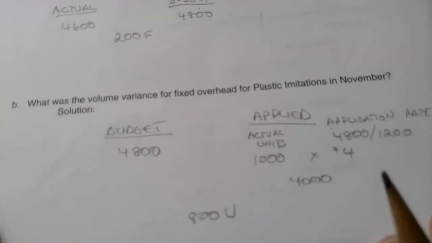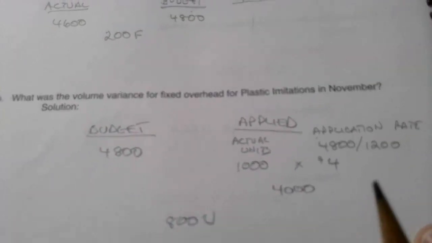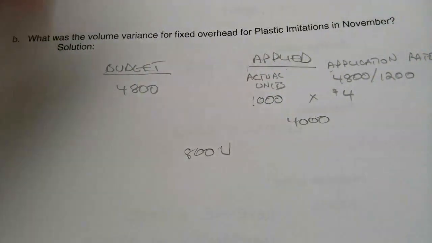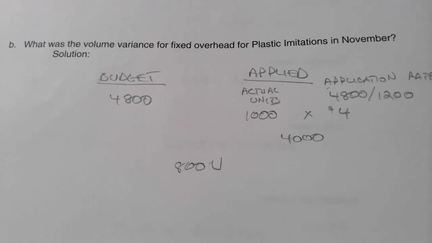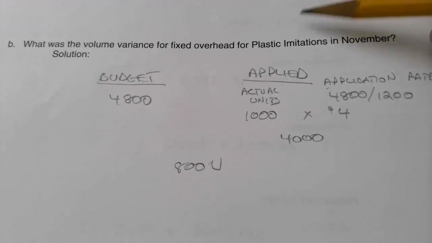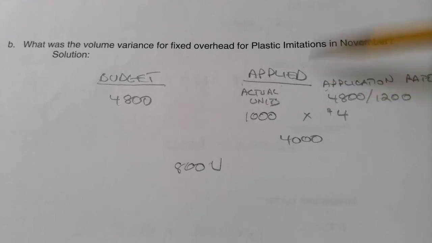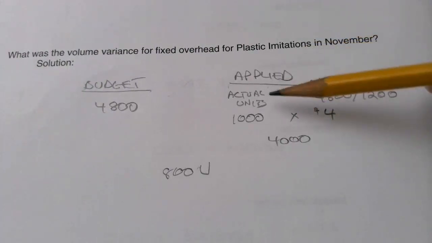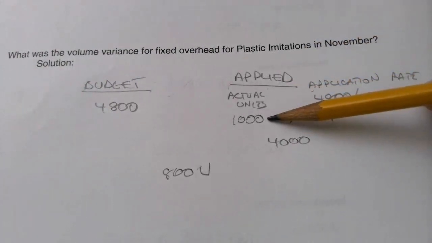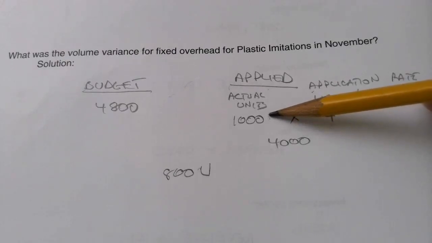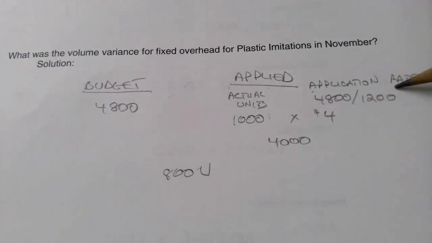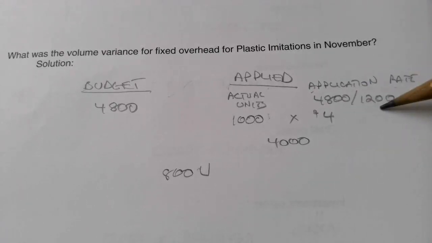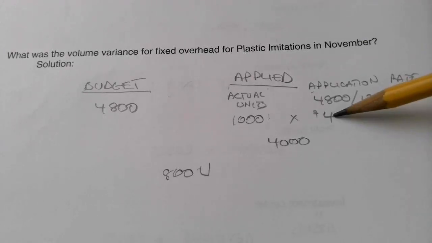what was the volume variance, and the volume variance refers to how much we planned and how much really came in. Okay, that's just the difference in the volume. The difference in volume is responsible for the difference in what was applied. So we have our budget of 4,800, and for the application, the actual units are 1,000 units. Okay, that's how many units we actually had, and the application rate would have been our budget of 4,800 divided by our plan of 1,200 units per month, or $4.